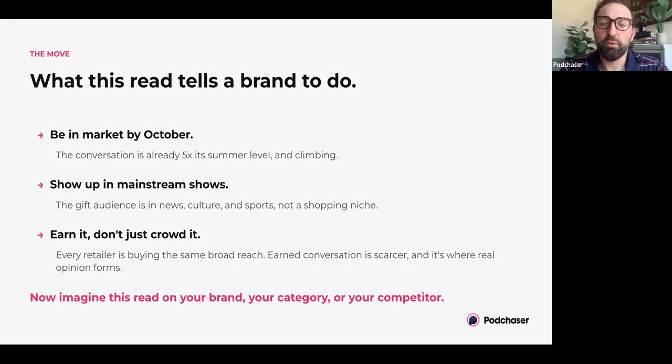Every retailer's buying the same broad reach. Earned conversation is scarcer, and it's where real opinion forms. So again, some of these things need to be multifaceted. You wouldn't make a decision about where to deploy your campaigns based on any one individual slide, but when you take all of the slides in aggregate, that's going to give you a much more informed way of approaching the campaign as opposed to just blindly saying, hey, we want to be on culture and news podcasts that reach women age 25 to 34. Let's go find the most suitable ones for us within Podchaser Pro. So now, again, we want to imagine this from your brand, your category, your competitor, your clients, and hopefully build a map around that.